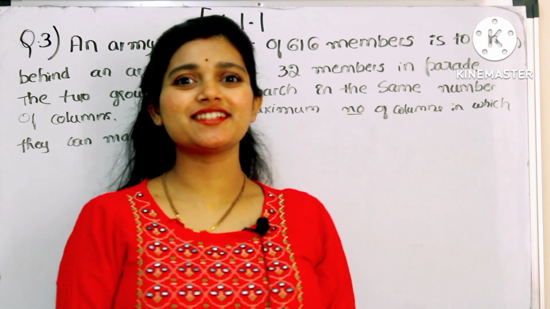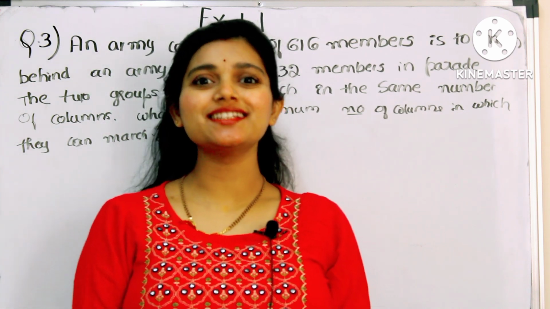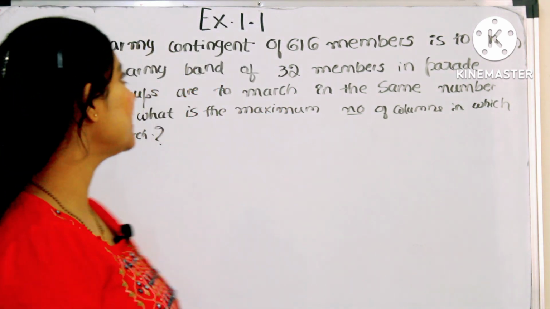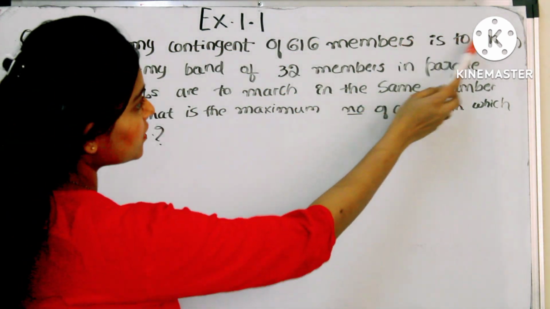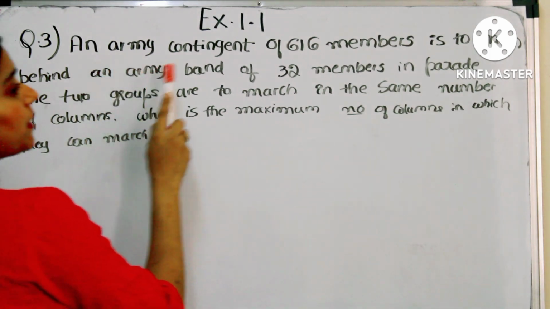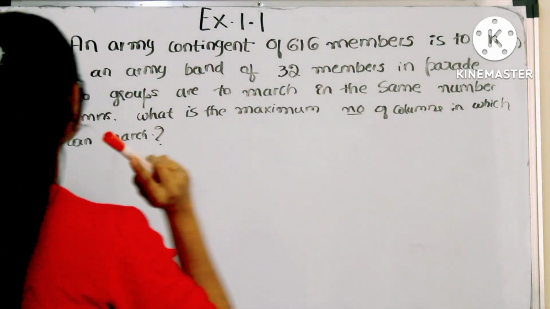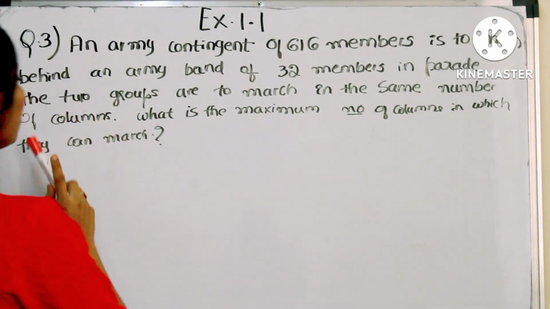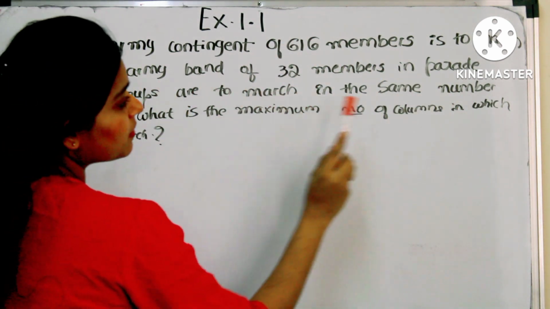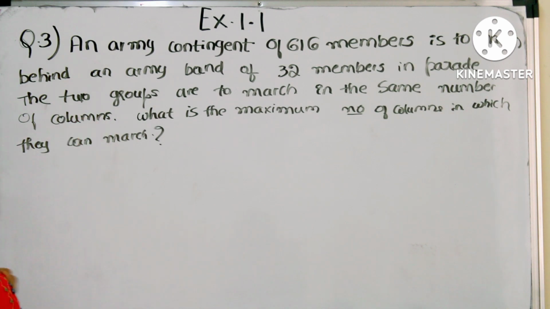Today I am going to discuss exercise 1.1, question number 3. An army contingent of 616 members is to march behind an army band of 32 members in a parade. The two groups are to march in the same number of columns. What is the maximum number of columns in which they can march?